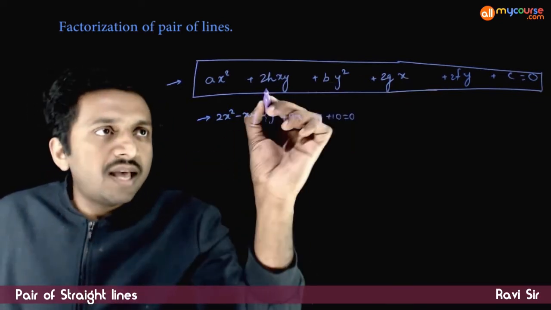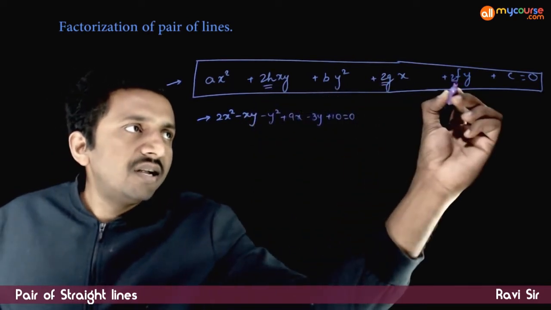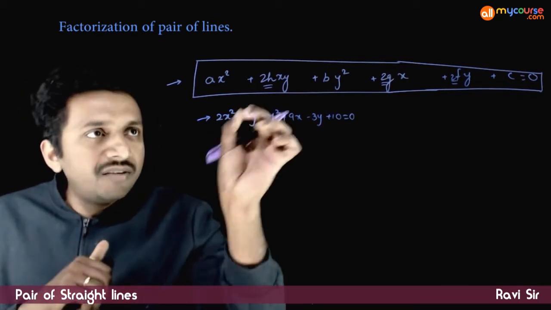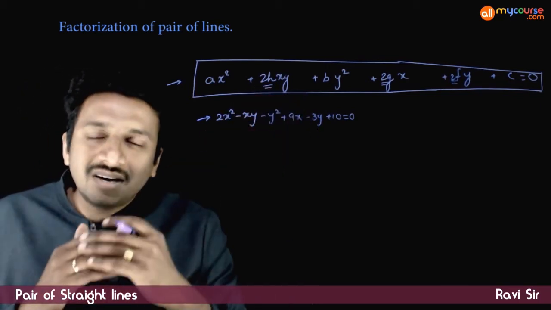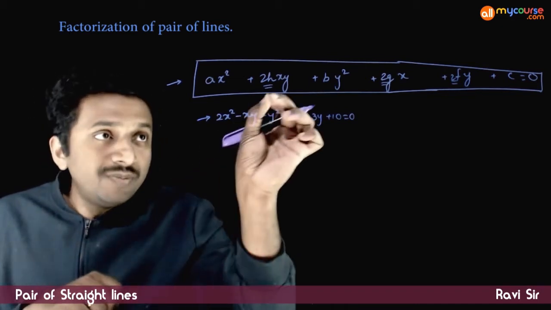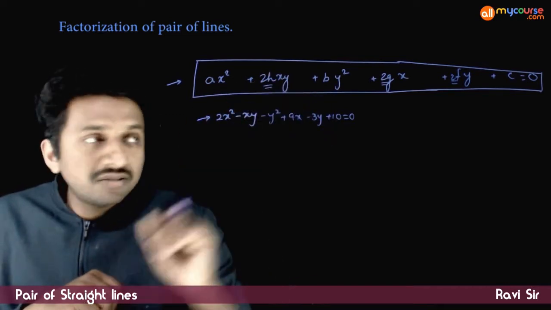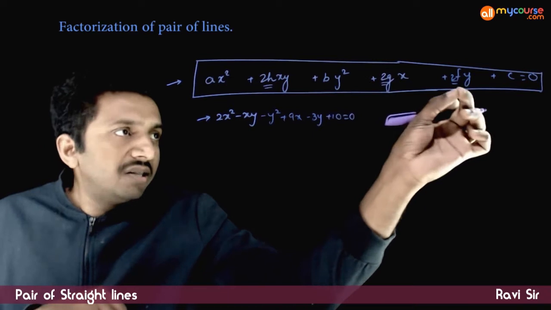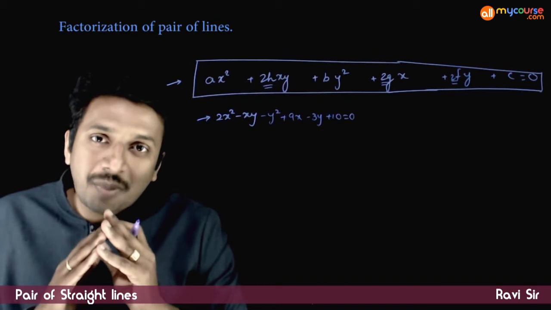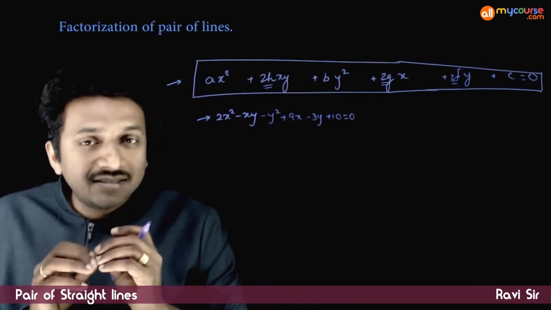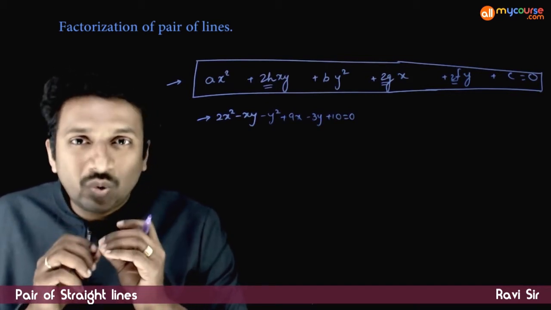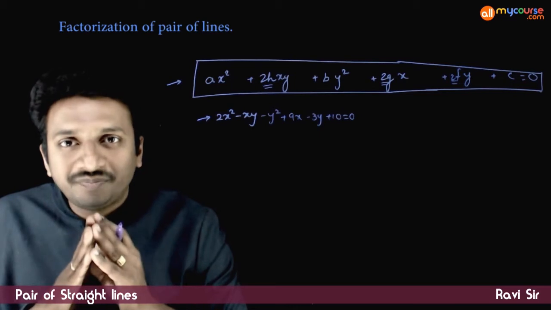So this is the general equation of the pair of lines. You might be wondering why I am assuming these coefficients as 2h, 2g and 2f. You'll understand it later. If you assume this as 2h, it leads to certain simplifications when you derive the further formula. So for now, assume the coefficient of xy as 2h, the coefficient of x as 2g, the coefficient of y as 2f. So the general equation looks like ax squared + 2hxy + by squared + 2gx + 2fy + c = 0.